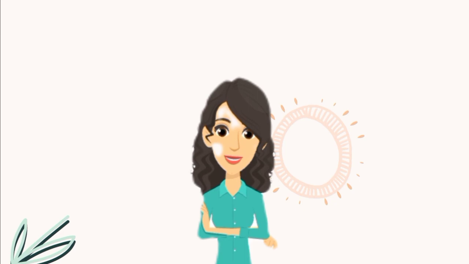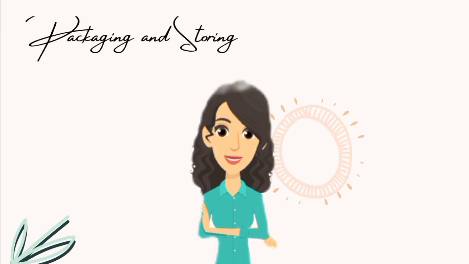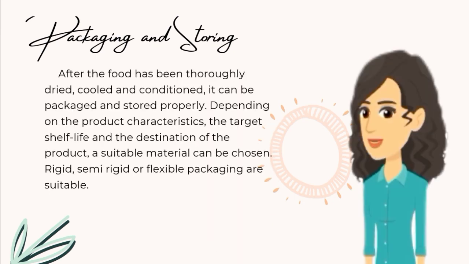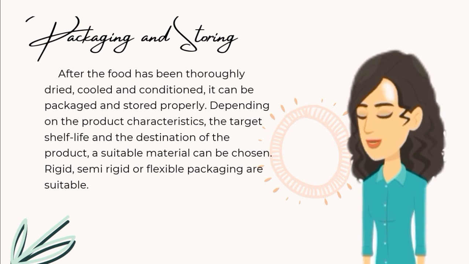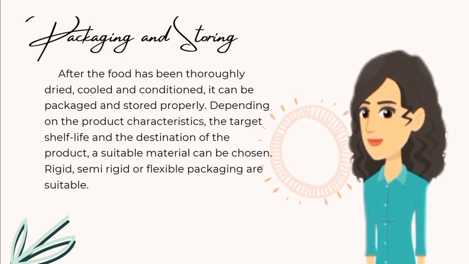So, when the testing is done and the food is already dry, we can now proceed to packaging and storing. After the food has been thoroughly dried, cooled, and conditioned, it can be packaged and stored properly. Depending on the product characteristics, the target shelf life, and the destination of the product, a suitable material can be chosen. It could be rigid, semi rigid, or a flexible packaging.